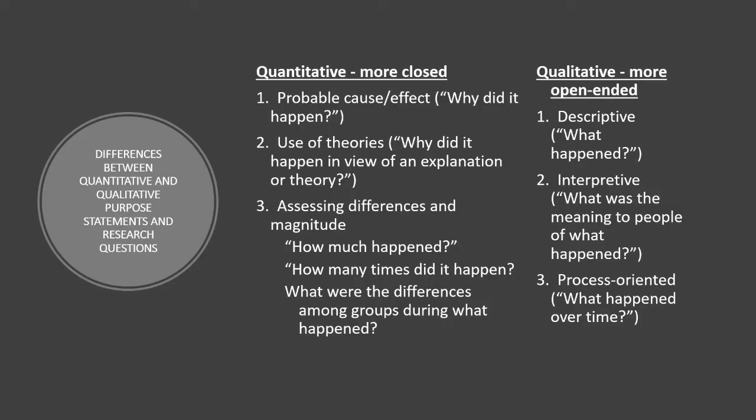Now, quantitative is often more closed. Qualitative is open-ended. Quantitative often uses a lot of closed option questions because we probably want to look at cause and effect. Why did this happen? There's a use of theories. Why did it happen, in view of an explanation or a theory. And we assess the differences or magnitude. How much happened? How many times did it happen? What were the differences amongst groups during which this happened?